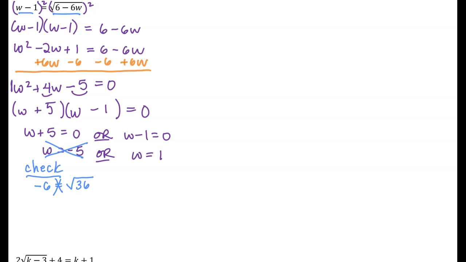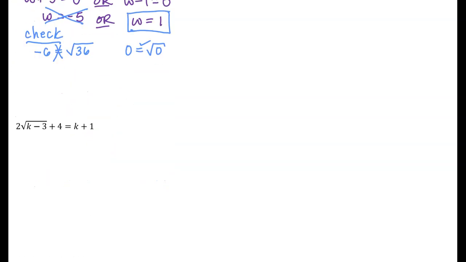When we check w equals 1, we get 1 minus 1, which is 0, equals the square root of 6 minus 6, which is also 0, and that is absolutely true. The square root of 0 is 0, so we get one and only one solution. Again, there's not a rule that if you get two solutions, one will work. They could both work, they could both not work, so always just check carefully. So my final answer is just w equals 1. That's all that I will give.